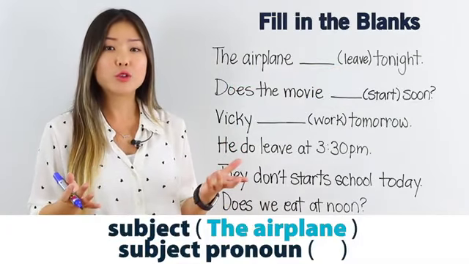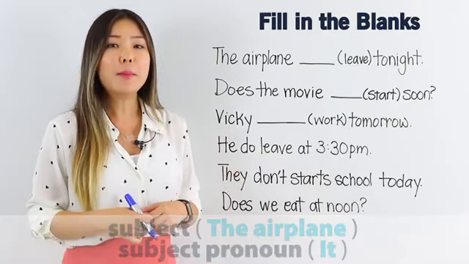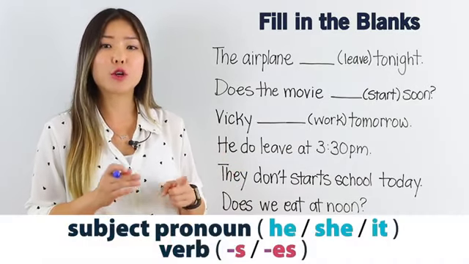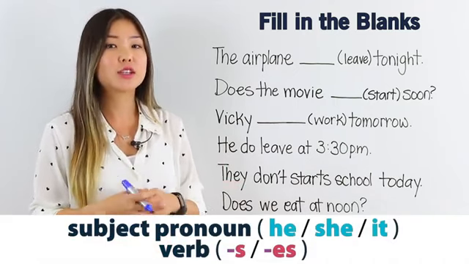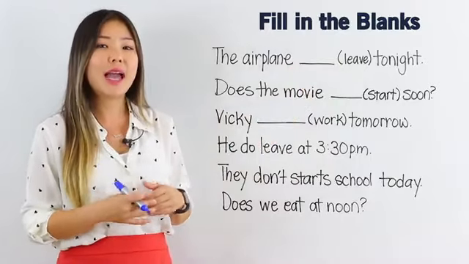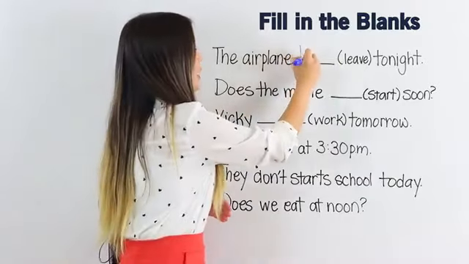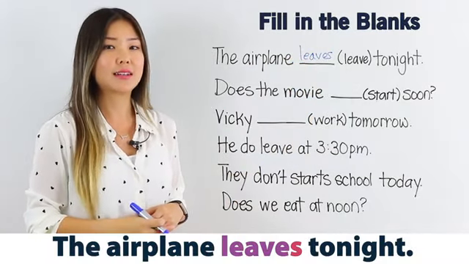What subject pronoun do we use for airplane? It's it. Remember, in the present simple tense for he, she, it, we add an S or ES to the verb. The verb here is leave, so we simply add an S. The correct answer is, the airplane leaves tonight.